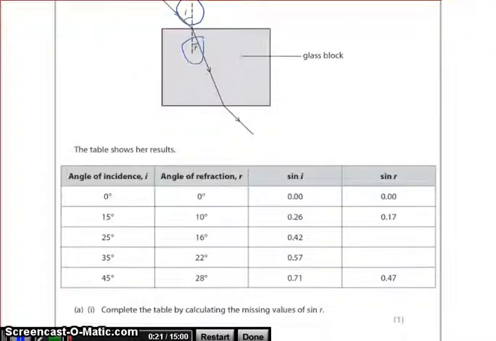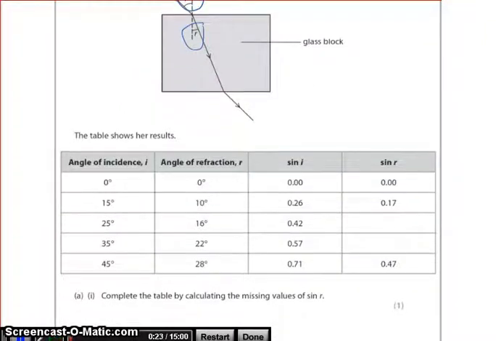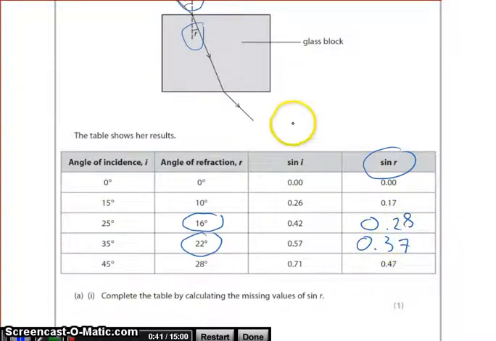This is her results table, but she's got some data missing, and you're being asked to fill in the missing parts. So you've got to work out the sine of angle R for angles of 16 degrees and 22 degrees. And the values you should get are 0.28 and 0.37. So on your calculator you should just be doing sine and then 16 equals, and you should get 0.28 out.